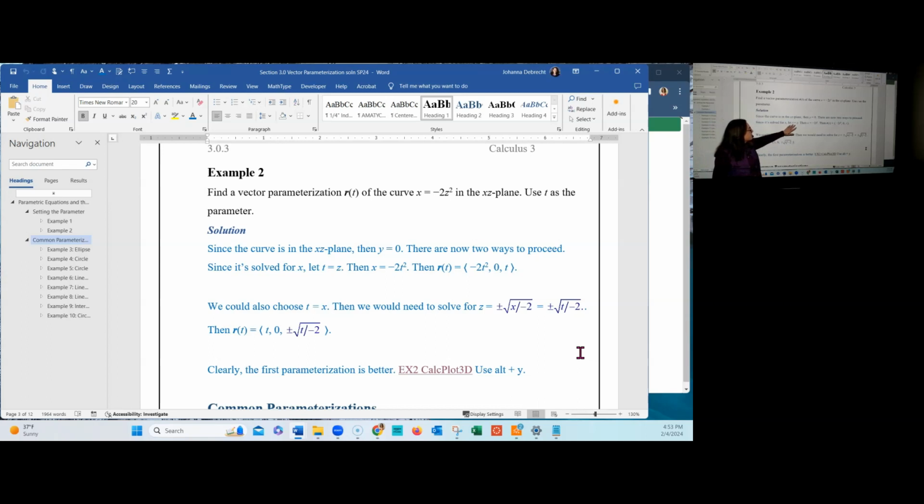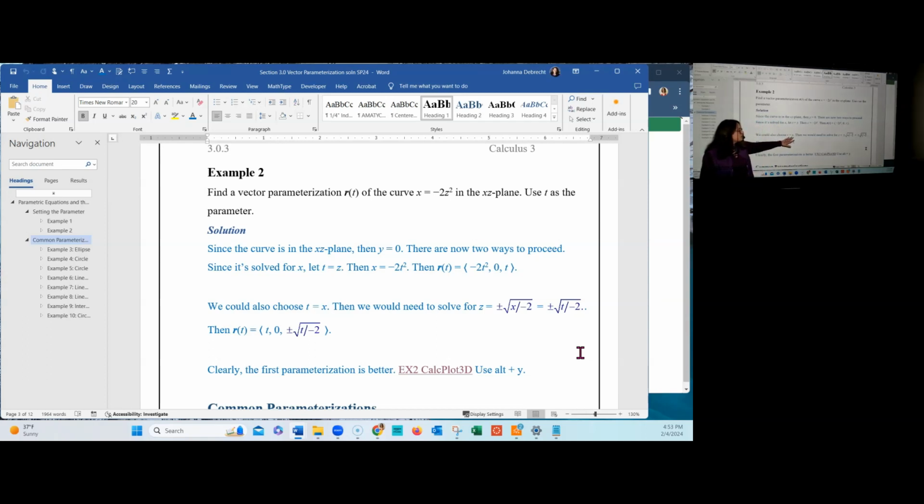In this case, in the first one, I let z be the parameter since it's already solved for x. And if I make z the parameter, then I don't have to solve for anything. I just get negative 2t squared. This means that t in the third position of the vector of the space curve is t, the y is 0, and the x is given in terms of t, negative 2t squared. And then I could go to CalcPlot 3D, and I could plot this as a space curve.